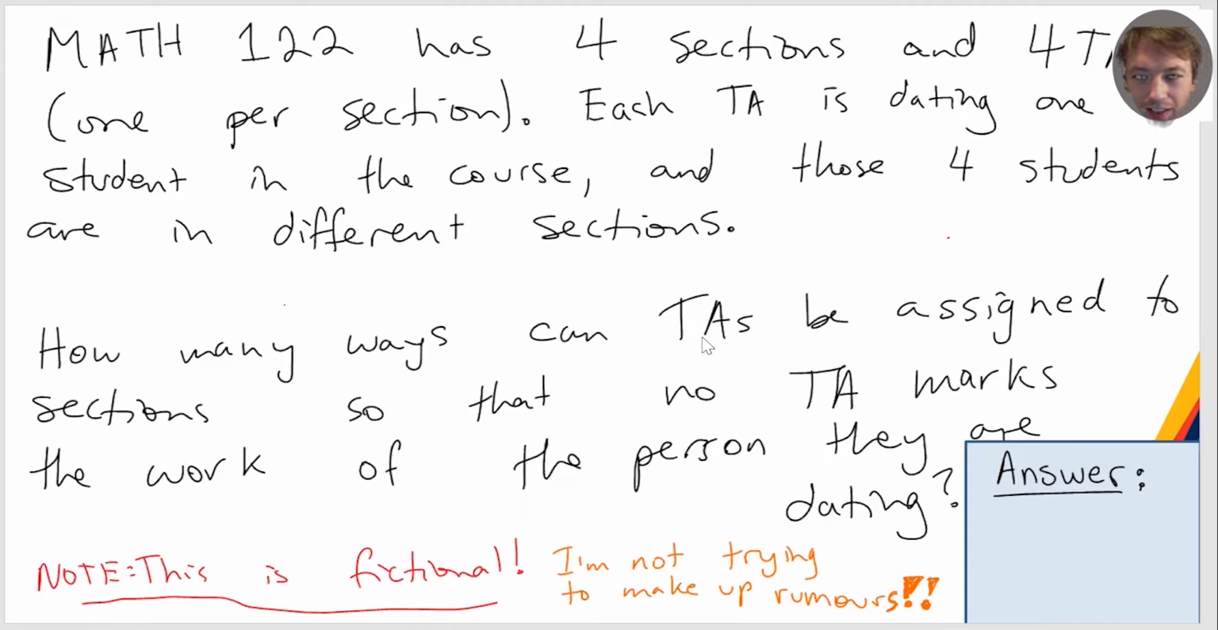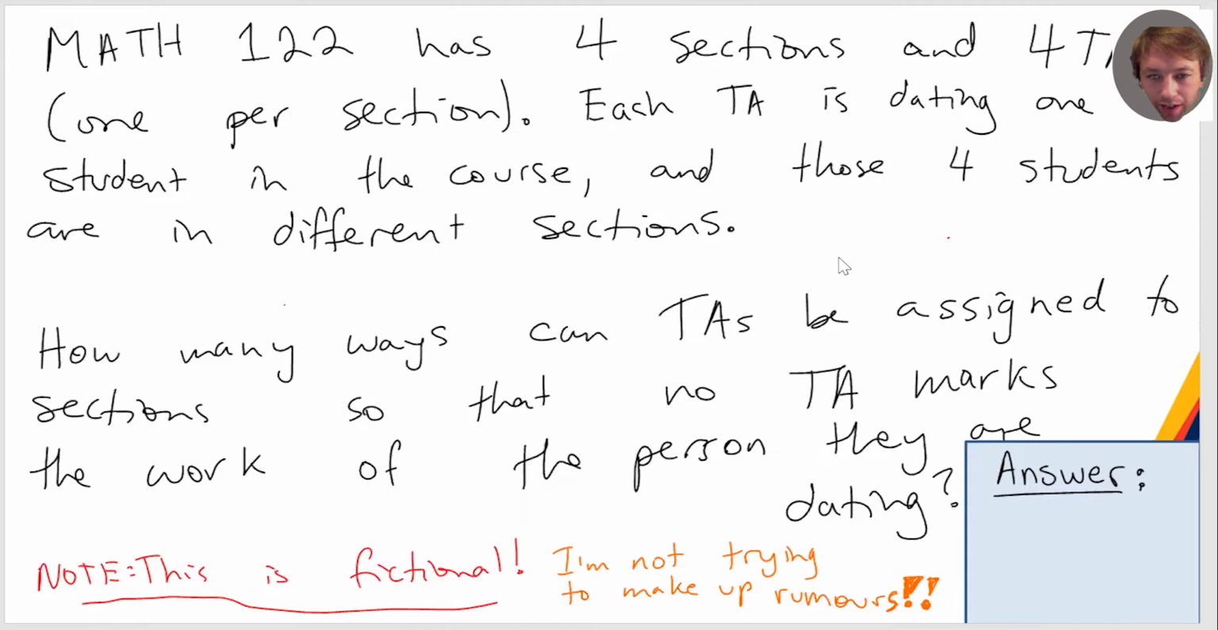So how would I do it? I don't know why I've got a box for the answer here. But does anyone have an idea? Even if you don't write a number, do any of the things we've learned today have any relevance here? 4 sections, 4 TAs. We don't want the TA to mark the work of their significant other. Those people are in 4 different sections. Any thoughts? Does it have anything to do with surjections or derangements?